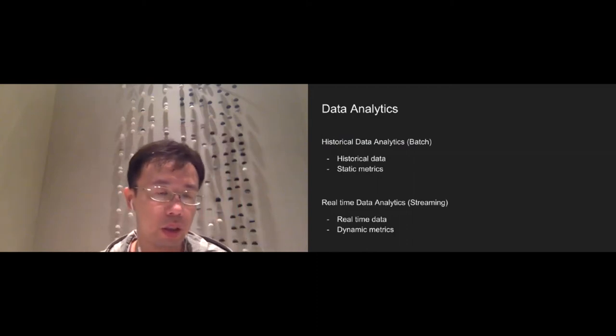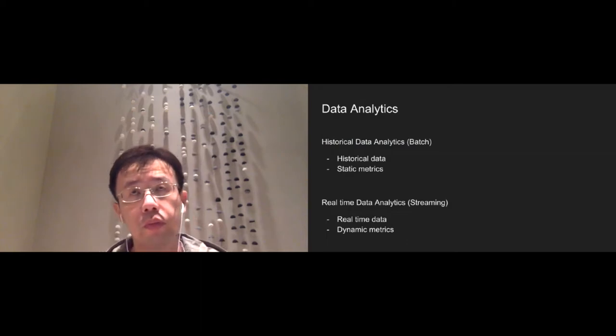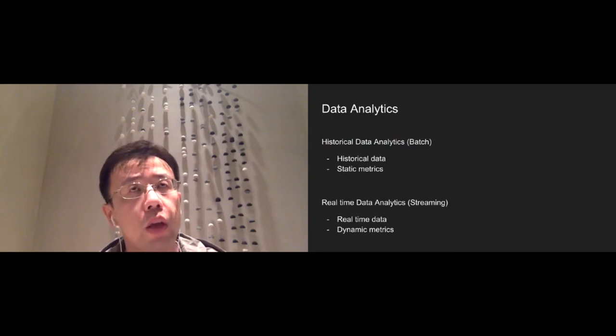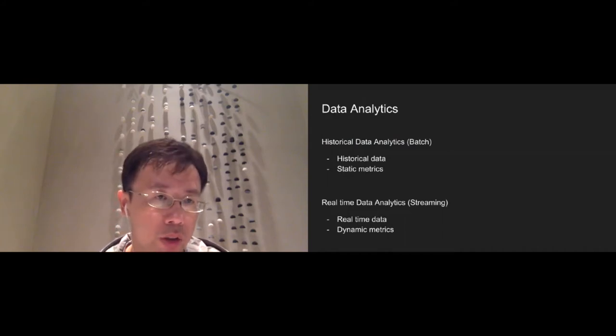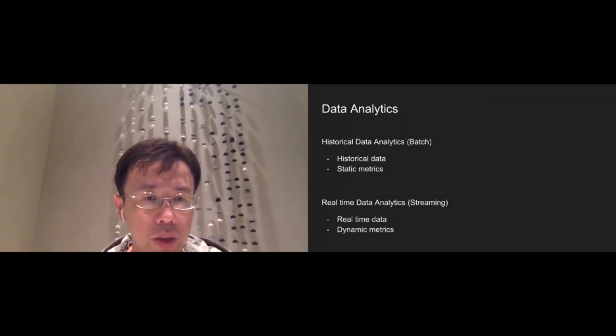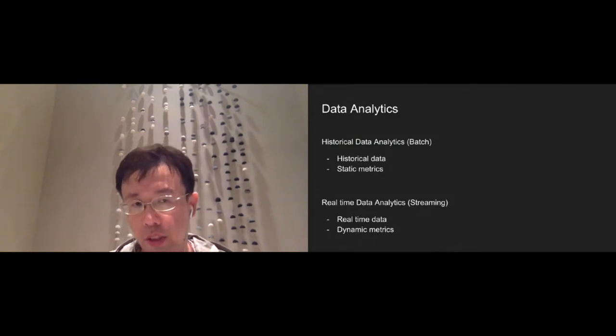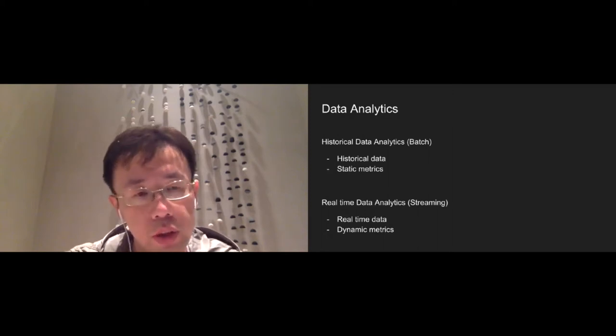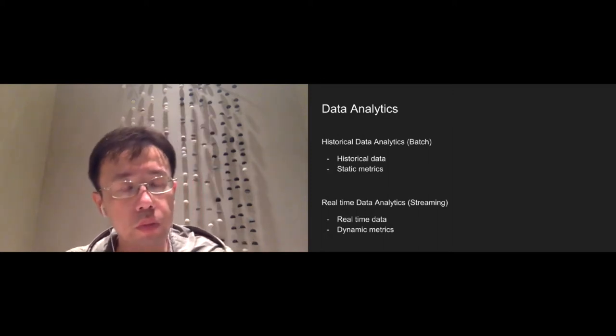The second kind is real-time data analytics. Real-time data analytics is arising in recent years, because maybe 90% of current data analytics are historical data analytics, but real-time data analytics is on the rise. The real-time data is usually in the form of streaming, and you are consuming the real-time streaming data and doing real-time data analytics. And usually in real-time data analytics, the metrics are dynamic. That means these results will change over time.